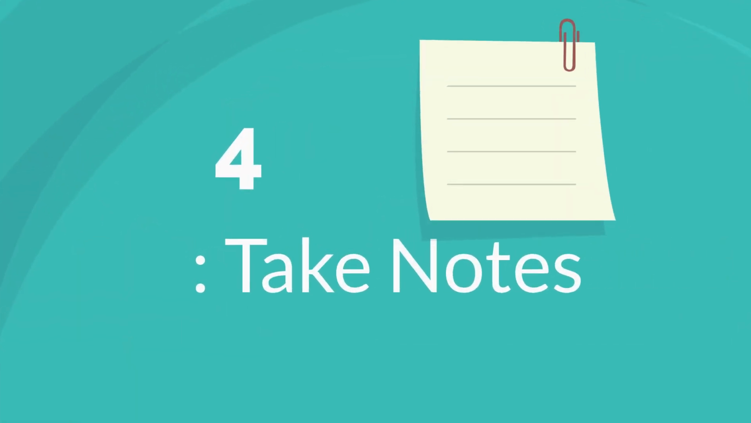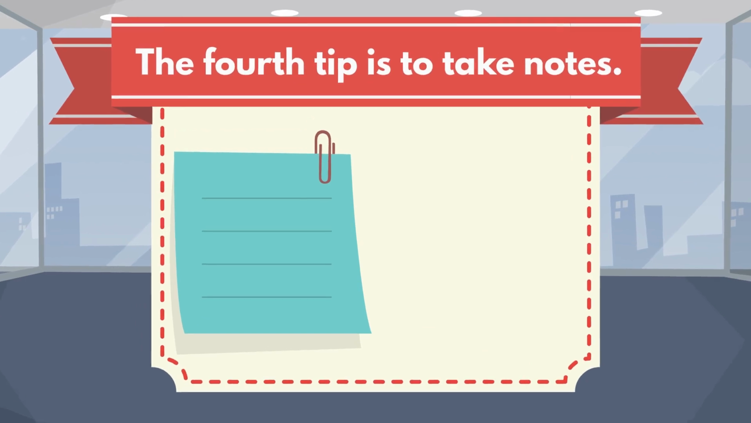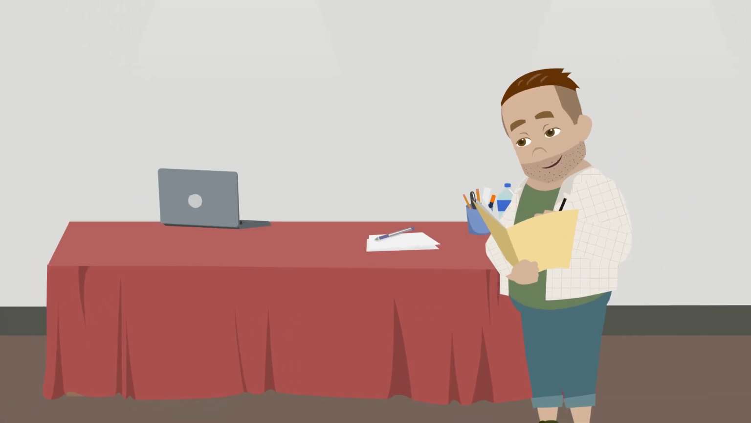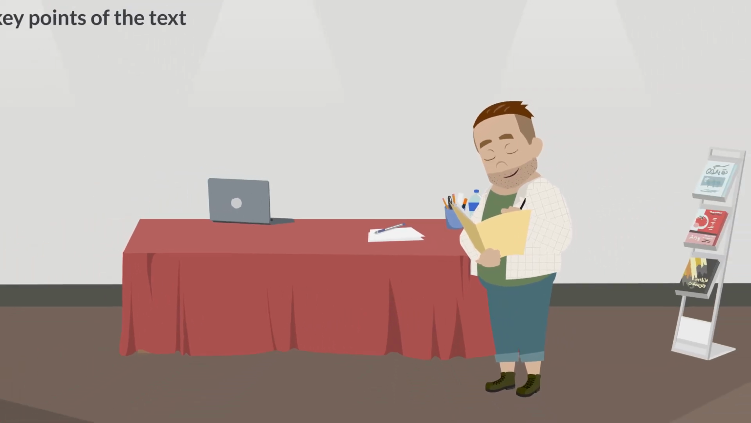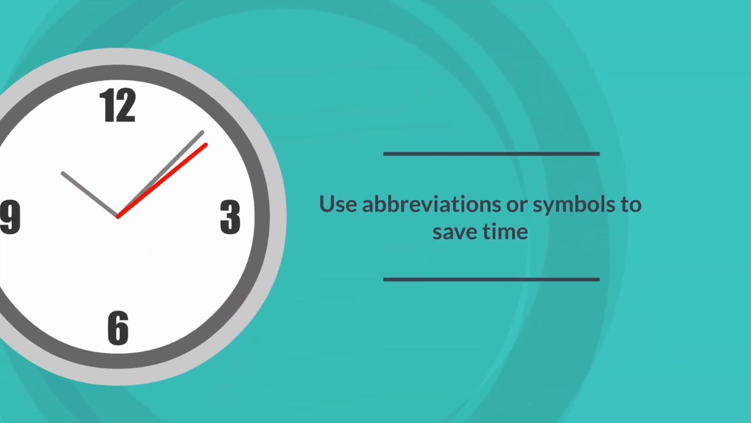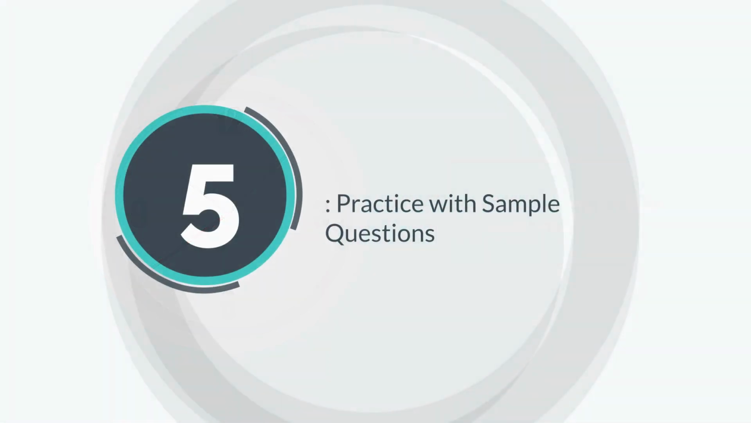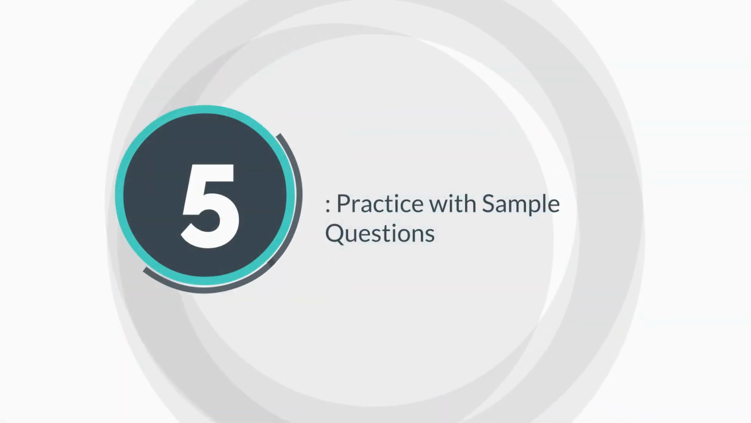Tip number 4, take notes. The fourth tip is to take notes. This will help you to remember important details and key points of the text. Use abbreviations or symbols to save time and to make it easier for you to go back and review your notes later. Tip number 5, practice with sample questions.